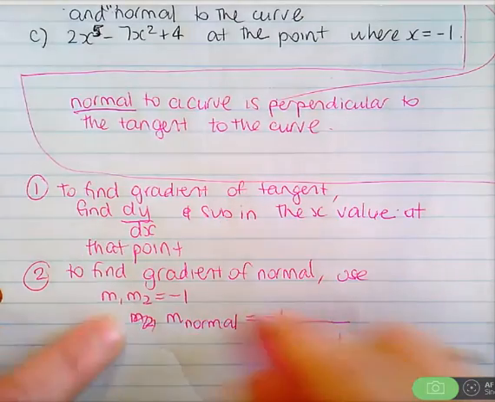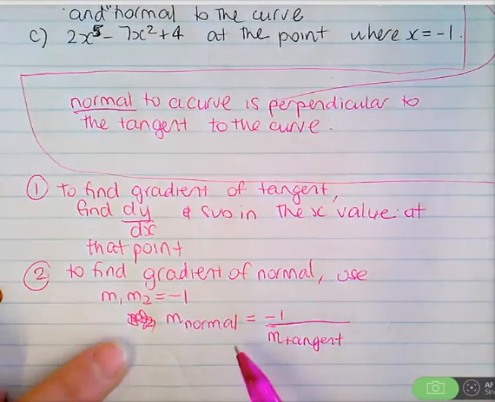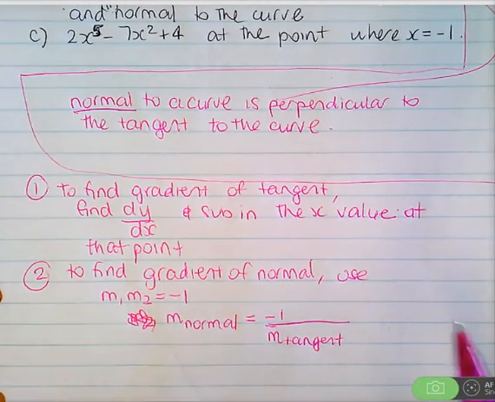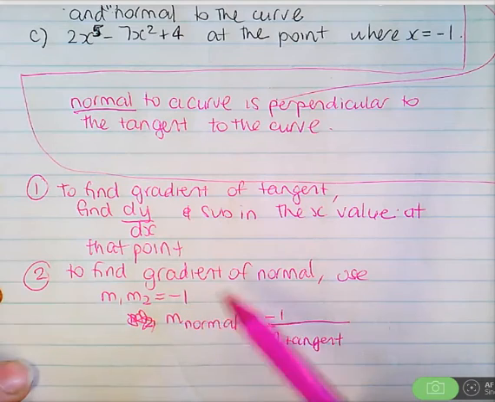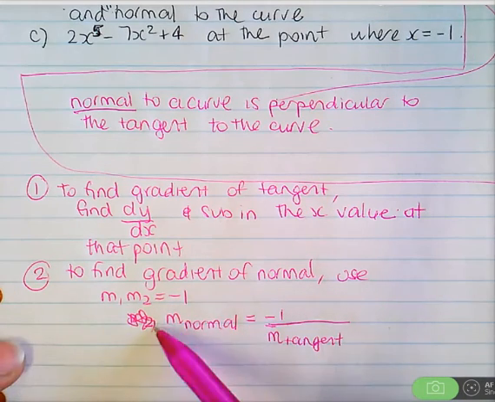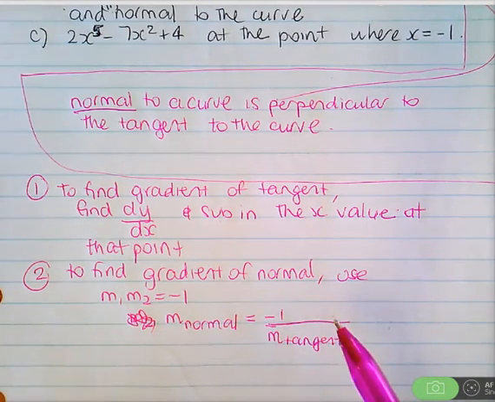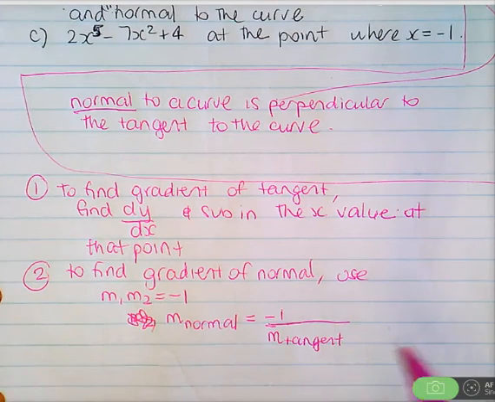If you know the gradient of the tangent, you flip it and put a negative in front of it, and that will give you the gradient of the normal. Or you can use m1 times m2 is -1. I don't like using that. I just like to get the gradient of the tangent, flip it, and put a negative in front of it. Are we okay with that?